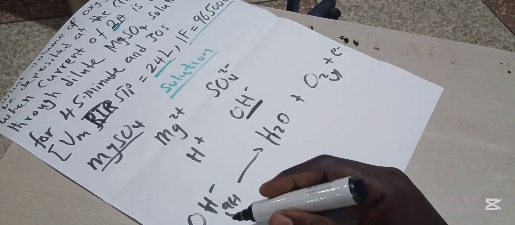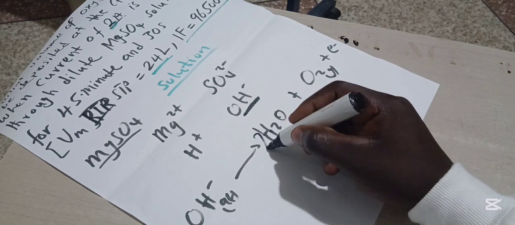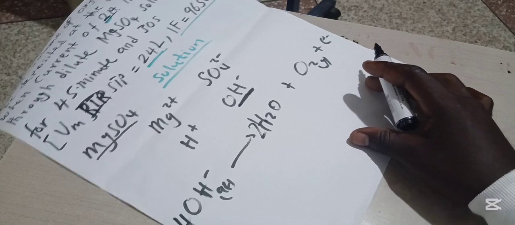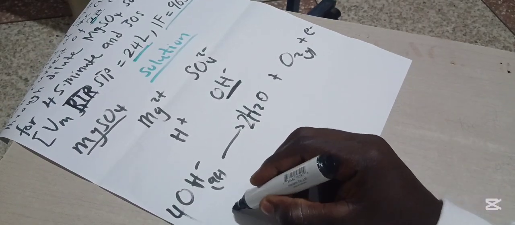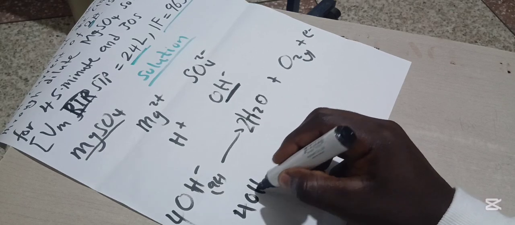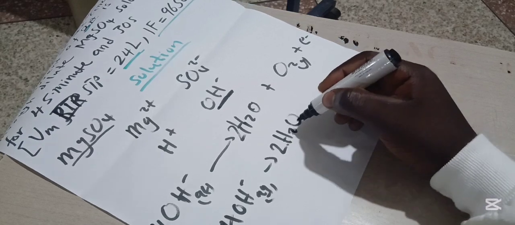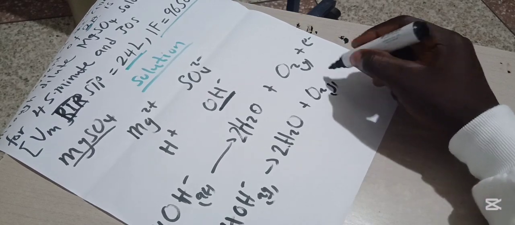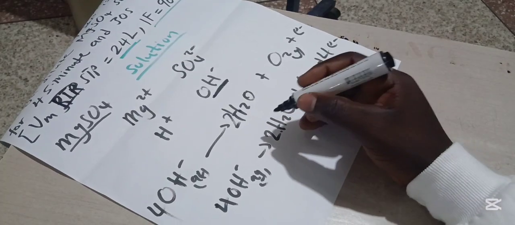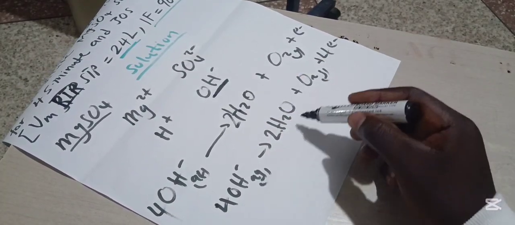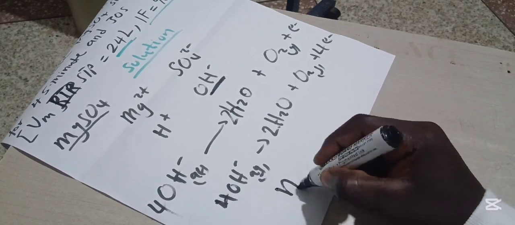So we can go ahead and balance this equation by bringing 2 here and then 4 here. Then we can also add 4 here. Let me write everything again. So you have 4 OH- aqueous giving us 2 H2O plus O2 gas plus 4 moles of electrons. So our n factor here for what is causing the liberation of oxygen gas is 4. So our n here equal 4.